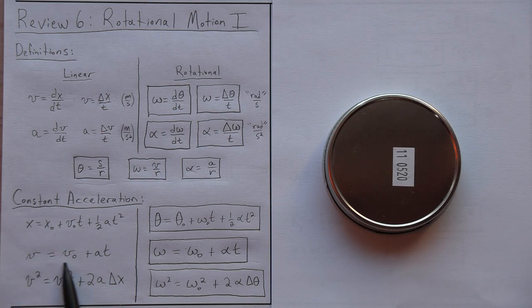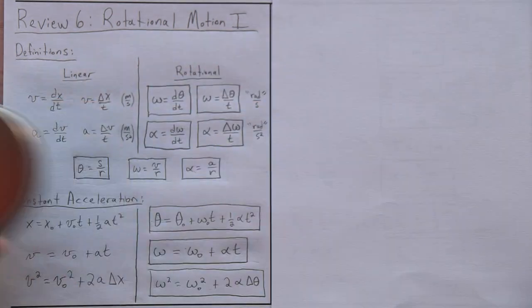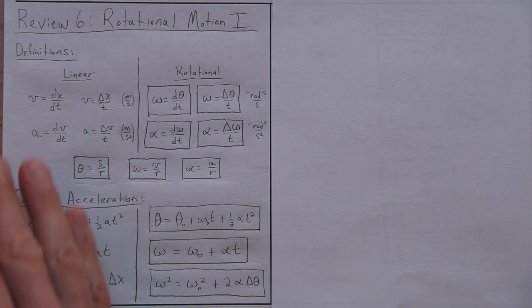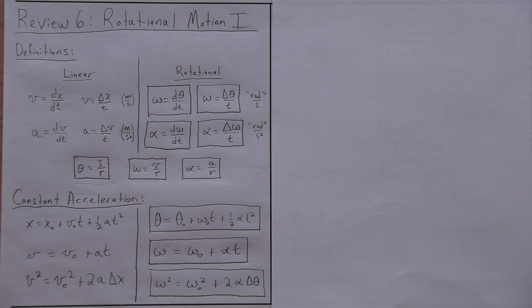The v's become omegas, so omega and omega 0. This is the final speed, the original speed at time 0, and then a becomes alpha. Delta theta for delta x. So kinematics, pretty easy. You just do pretty much the same thing that you did in the linear case over here in rotation. However, it gets more complicated from here.